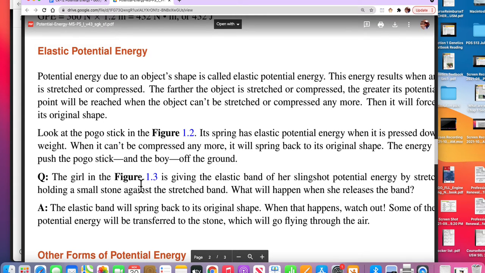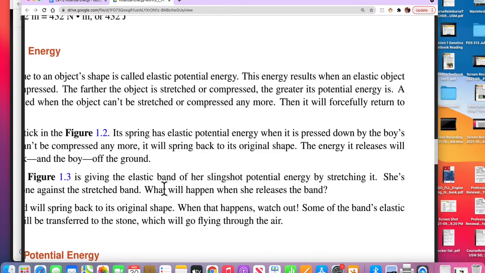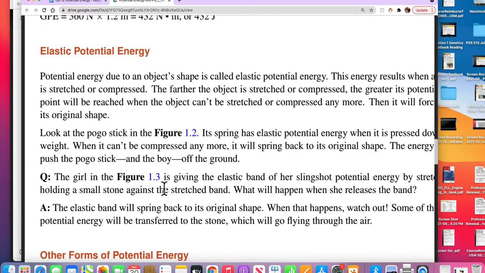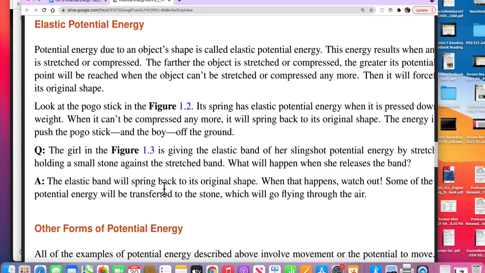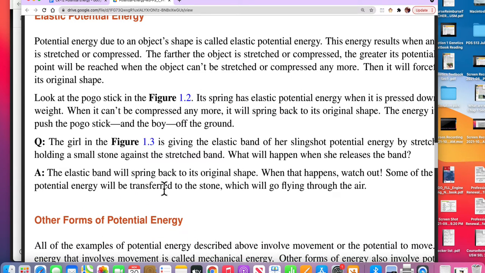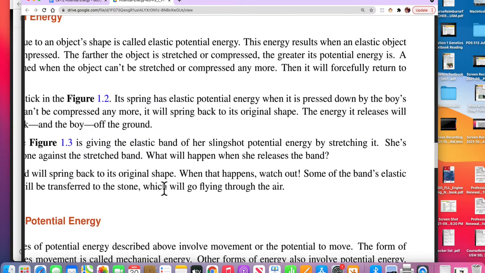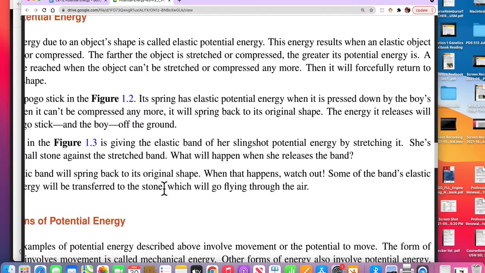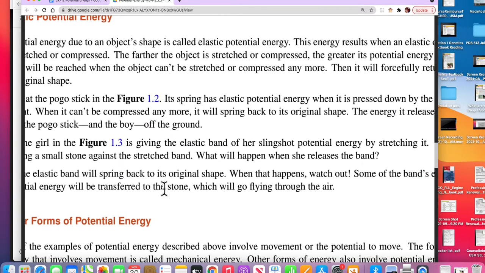Question. The girl in figure 1.3 is giving the elastic band of her slingshot potential energy by stretching it. She's holding a small stone against the stretched band. What will happen when she releases the band? Answer. The elastic band will spring back to its original shape. When that happens, watch out! Some of the band's elastic potential energy will be transferred to the stone, which will go flying through the air.